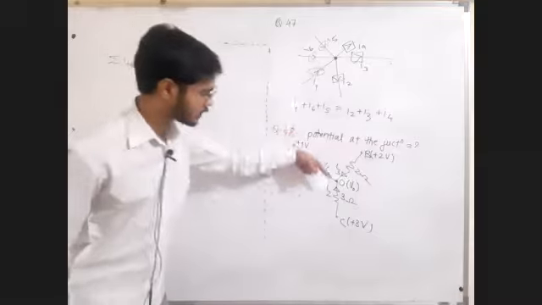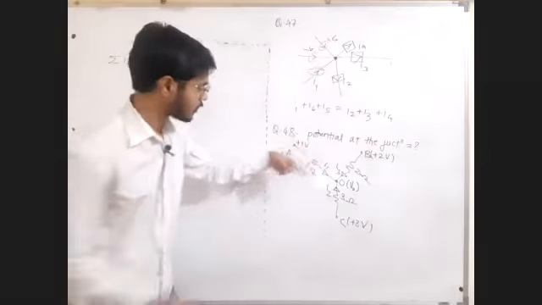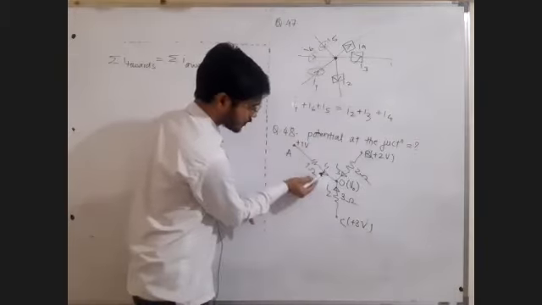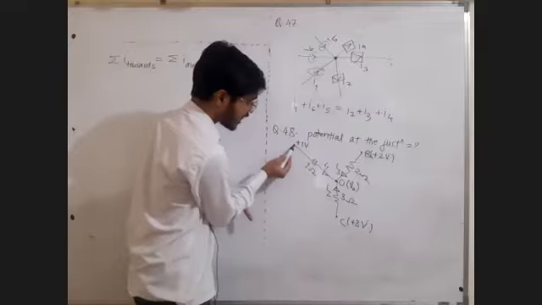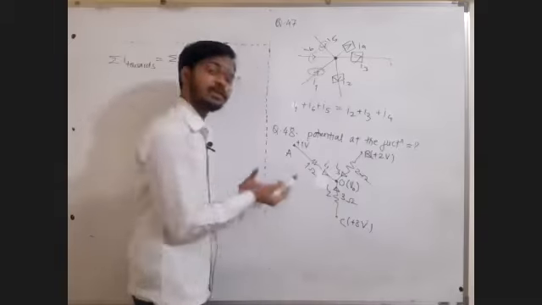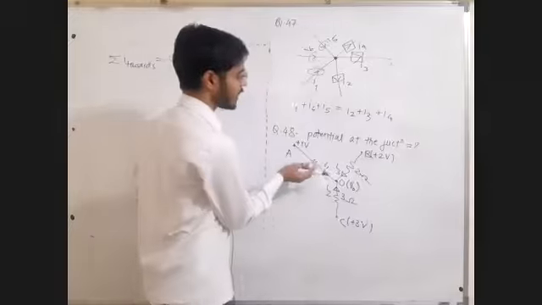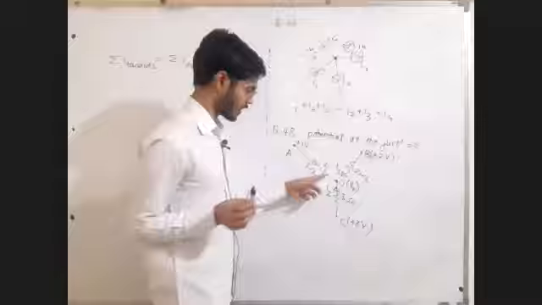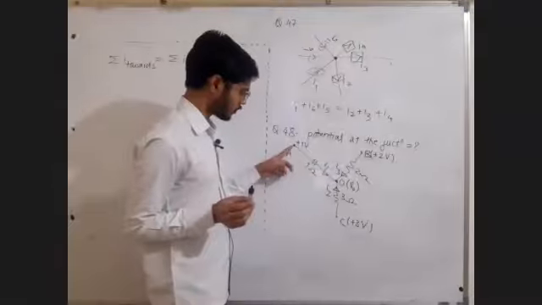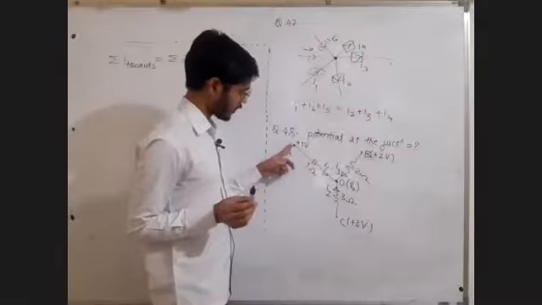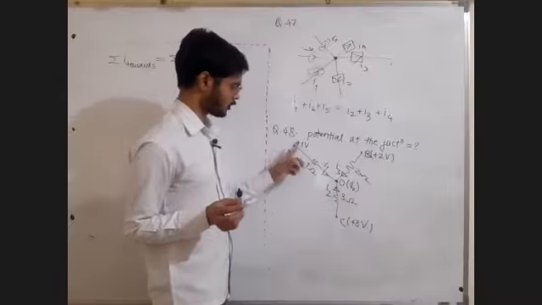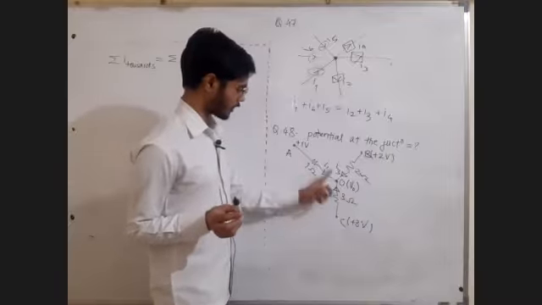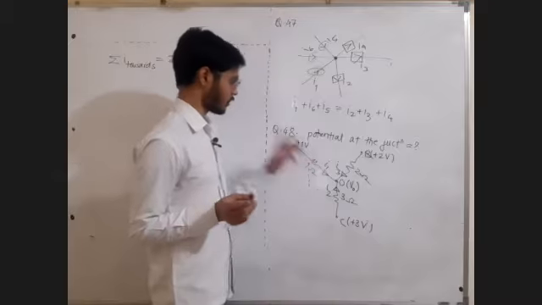Now I want to write this current. This direction is saying that this is higher potential and this is lower potential. In reality it may not be true; the current may not be like this, it may be like this, but right now we have assumed this direction. So potential at point A minus potential at point O is going to be the potential difference. Potential difference upon resistance is equal to current.